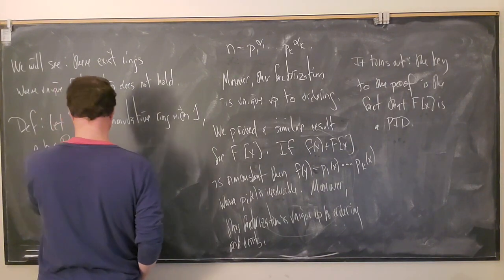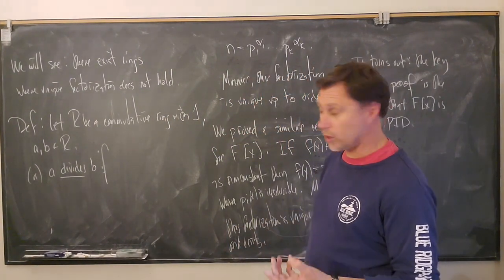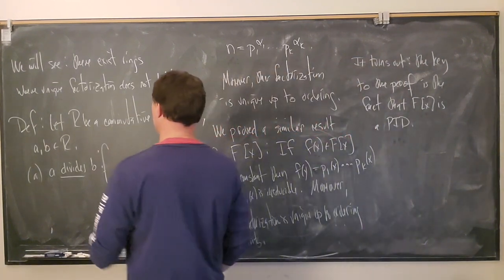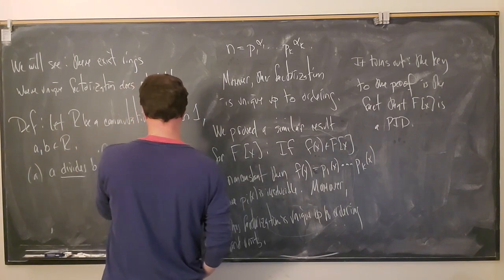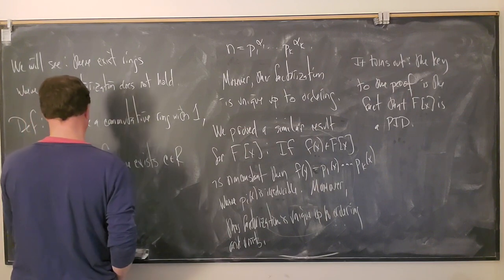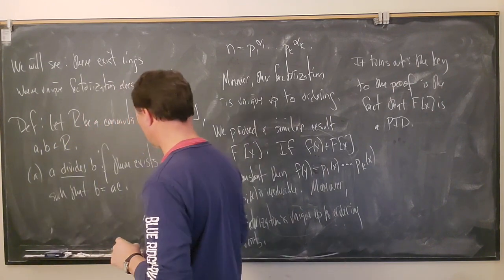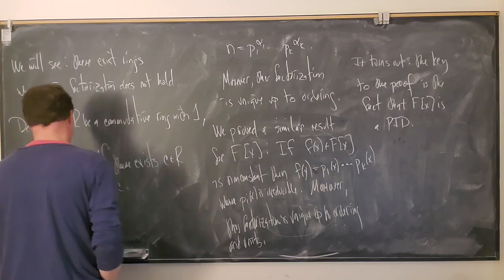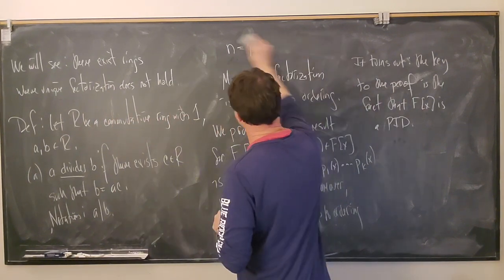A divides B if, right, so we've defined divides in the integer setting and in the polynomial setting. Now we're going to define it in general in a commutative ring with one. So A divides B if there exists some C in R such that B is equal to A times C. And the notation is the usual thing, right? We write A vertical slash B. So there's part A of the definition.